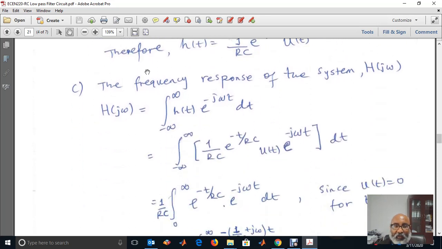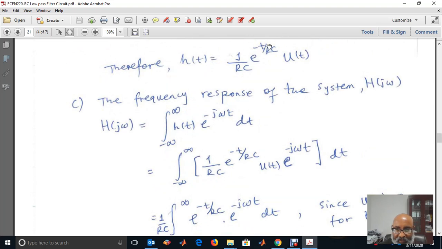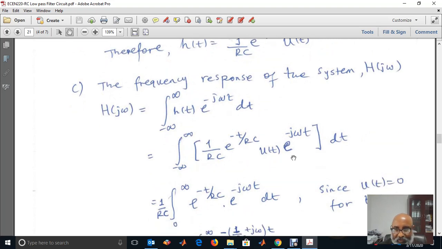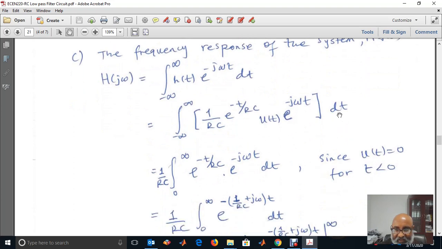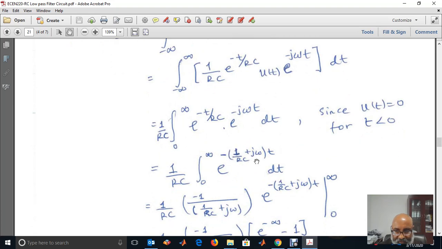Now, next, how do we find the frequency response? The frequency response is simply changing the impulse response from the time domain to the frequency domain using the Fourier transform. So H(omega) is the integral from minus infinity to infinity of h(t) e to the power of j omega t dt. Then substitute for h(t): 1 over RC e raised to minus t over RC times u(t) times e raised to j omega t dt. Then because of u(t), we integrate from 0 to infinity, and we add the exponent part here, and when we add, we have 1 over RC plus j omega.